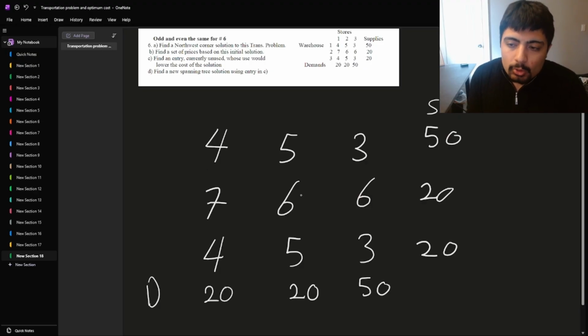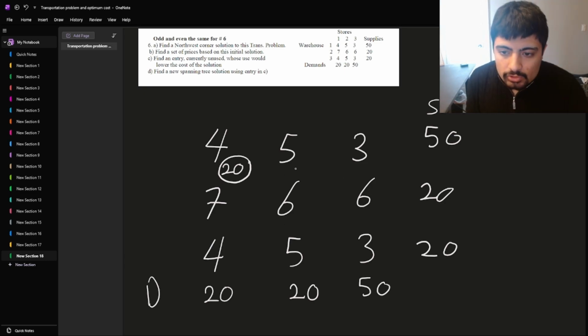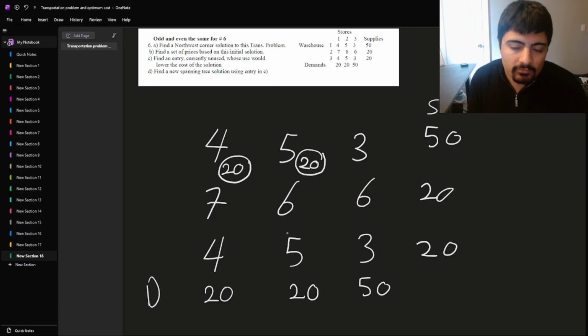So in the northwest method, what we do is we start from the northwest corner, the top left corner, and give the supplies to meet the demands. That's all we do. So over here we have 50 supplies and 20 demands. So we're gonna meet the entire demand of column one using row one, supply one. Okay, so we're gonna do the same thing here. We want to meet the entire column. We want to feed the entire column. So we're gonna give another 20.